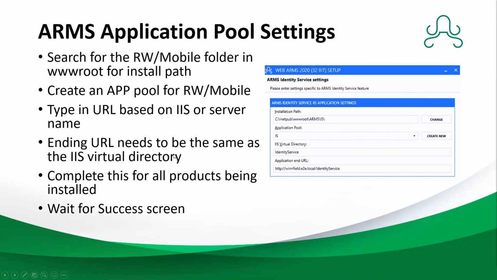And then for the URL, you'll type in your server name or the domain URL that you're using from IIS. Make sure that the end of the URL is this virtual directory name. It has to be exactly the same right here. So Identity Service, Identity Service. And then once you confirm that, you can click Next and then proceed to Report Center. Do it the same way, make sure all those application pools are there. And this ARM support agent will confirm that with you when they're running the installation.